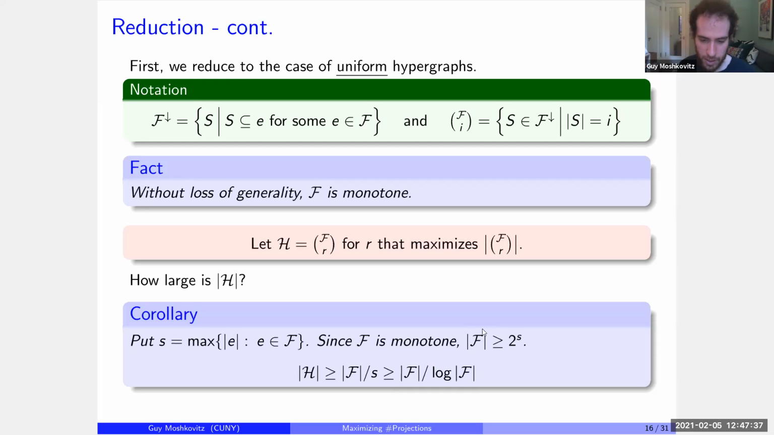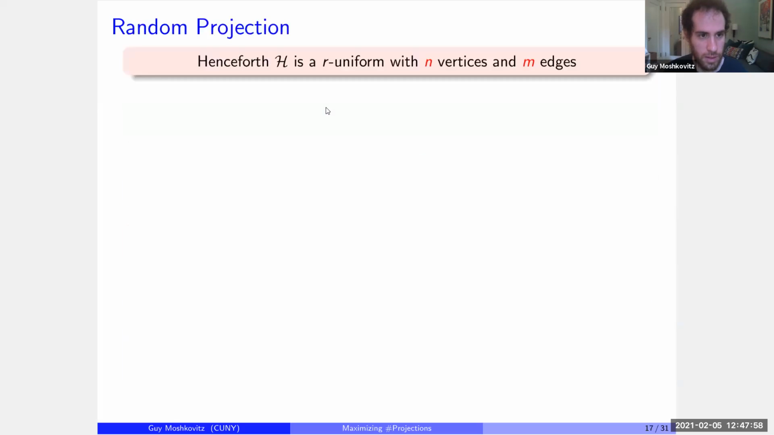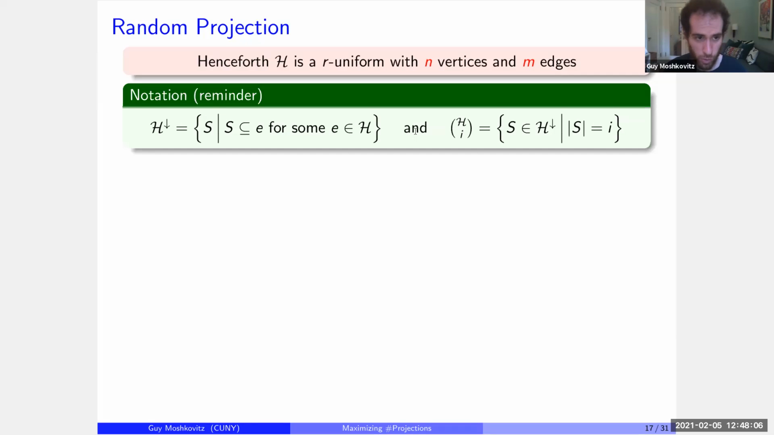So H, the most popular layer, has size which is, while not all of F, close enough to F. It's F over log size of F. So if we don't care about losing logarithmic factors in F, which we don't, then we might as well just work with the most popular layer, hence reducing the problem into a problem about uniform hypergraphs. So that was step 1. So from now on, we have an R uniform hypergraph with n vertices and m edges. But of course, for that uniform hypergraph, you can still talk about its closure, right? You look at all the layers below it, and you can talk about each layer separately.